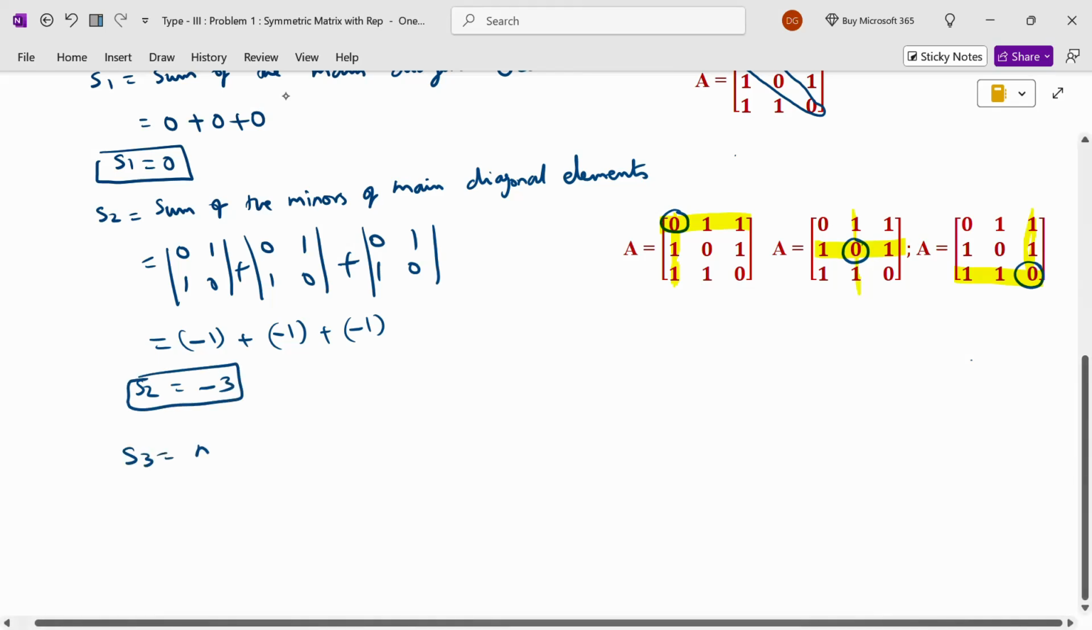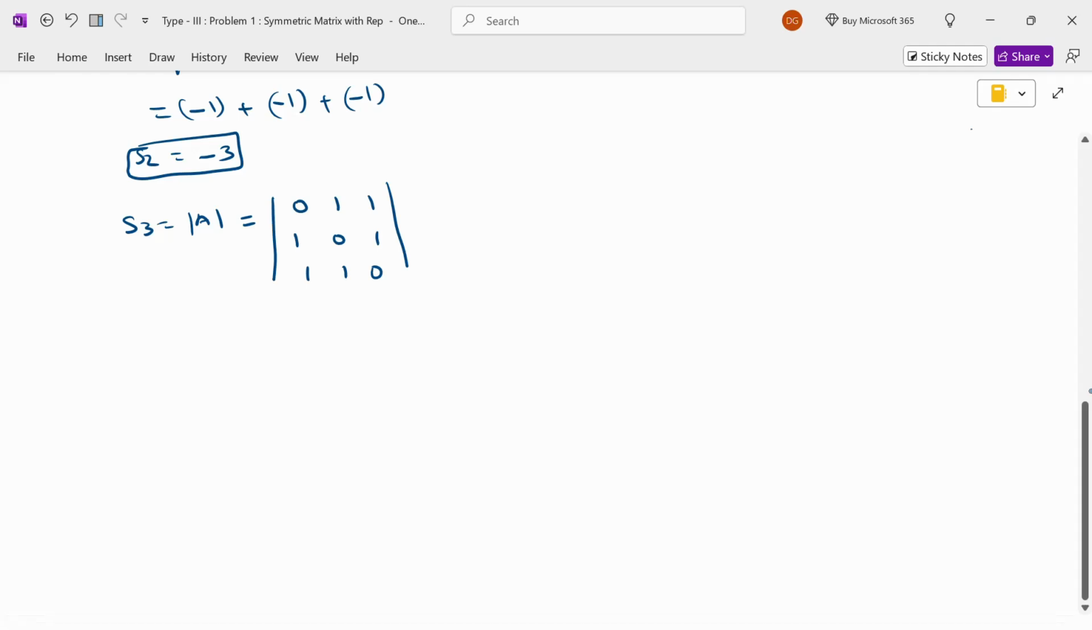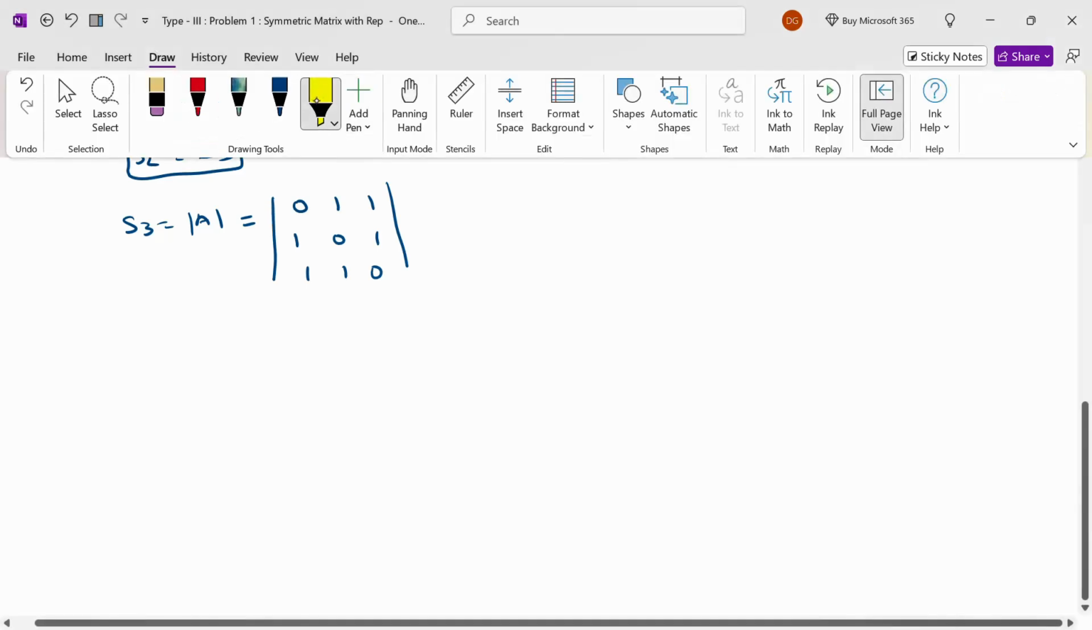Then S3 is the determinant of A. S3 is the determinant of A. Therefore, now this determinant 0 1 1, 1 0 1, 1 1 0. To calculate this, use the normal manual expansion method or a calculator. Both I have covered in the previous video. Please refer to the previous video link provided here in the description.